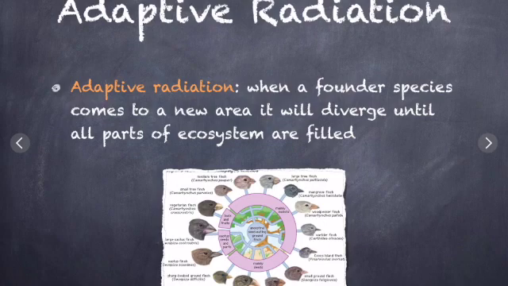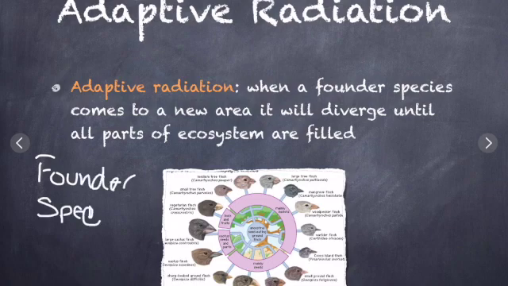Now, adaptive radiation is most likely what occurred in the Galapagos Islands. We have what's known as a founder species, and a founder species is pretty much just the first species into an area. Adaptive radiation is when that founder species comes to a new area and diverges to fill all parts of the ecosystem. So, one species comes in, let's just say it's my bird. I'm going to draw a bad bird here.